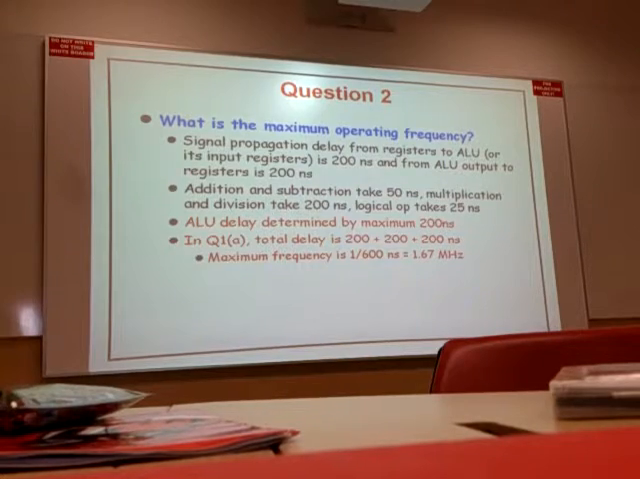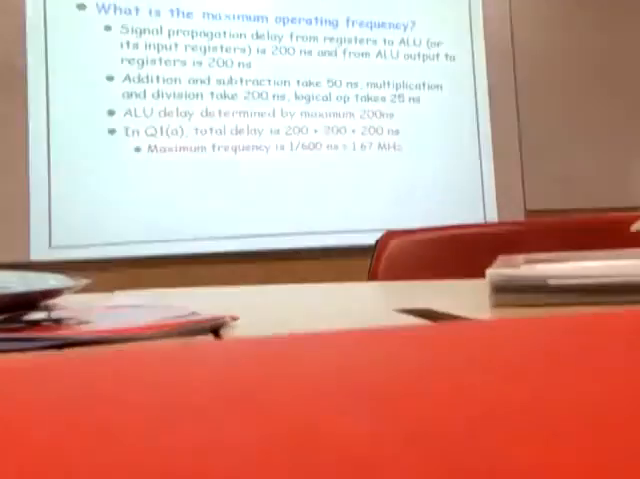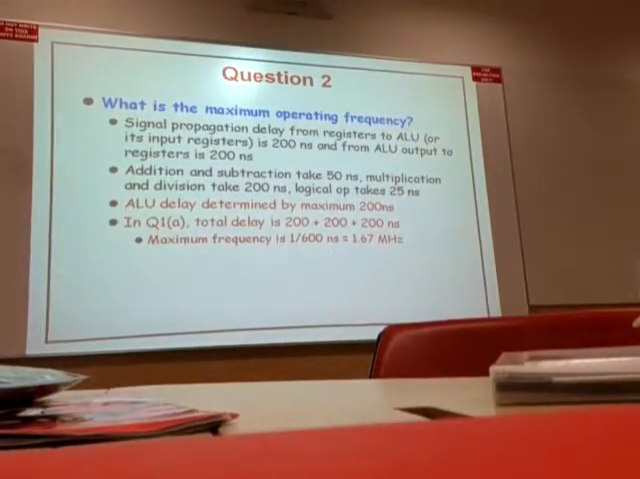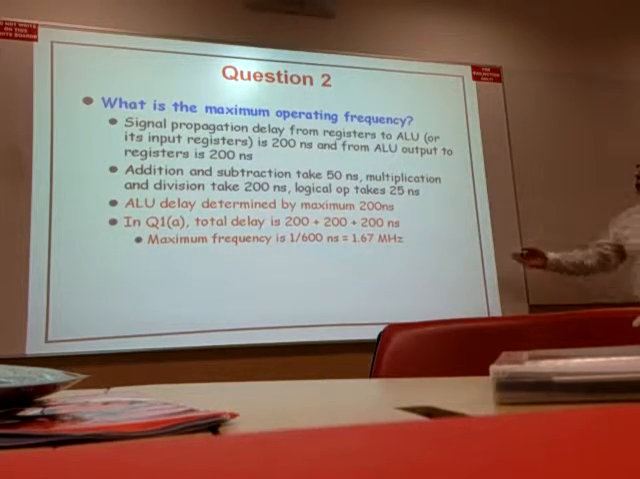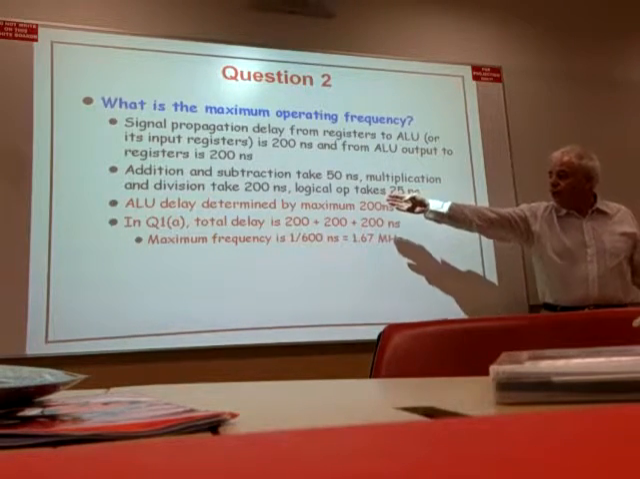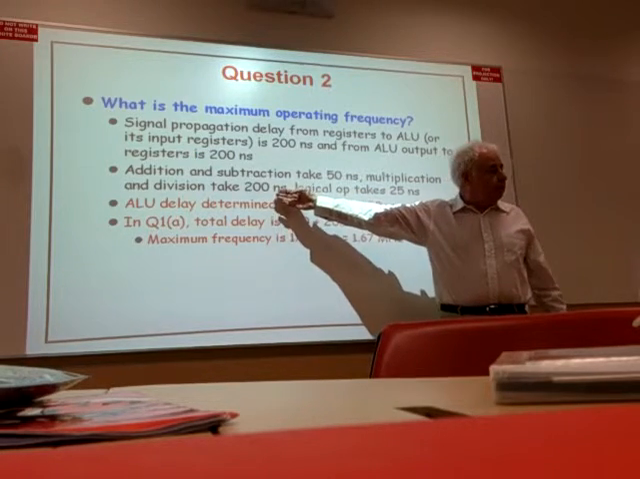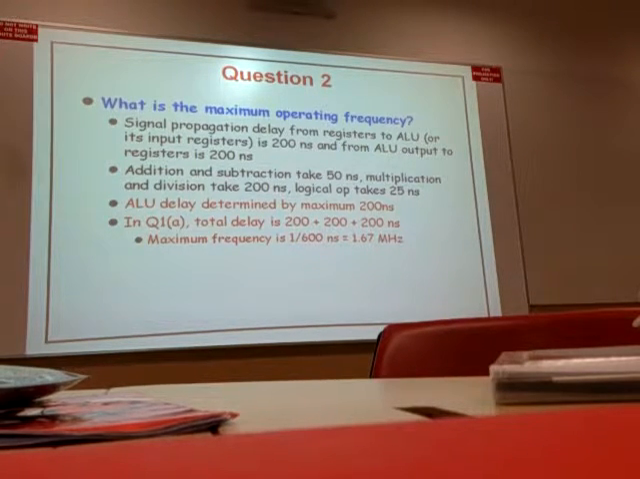What the question really wants is the maximum frequency at which you could operate and still be able to handle all of the different operations. So if you took the minimum operation, then you wouldn't be able to handle the division. If you took 25 nanoseconds as the ALU delay, then yes, you could handle logical operations, but you wouldn't be able to handle division, addition and subtraction. So if you want to be able to perform all of those operations, then you need to take the maximum operation.